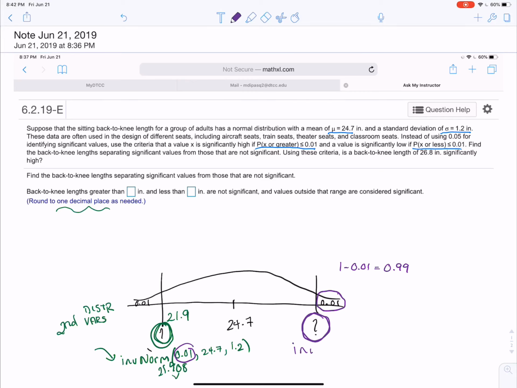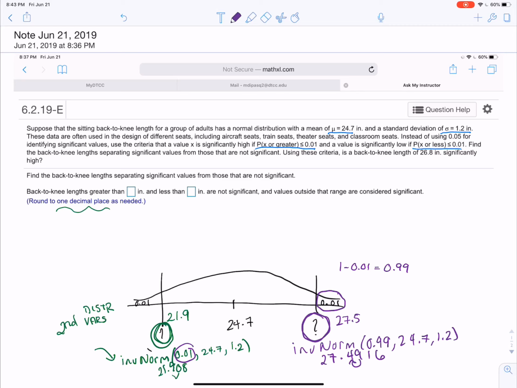So I'm going to do my inverse norm again. My area to the left is 0.99. The mean and the standard deviation are still exactly the same because we're still looking at the same distribution. So my area is 0.99, 24.7, 1.2, and when I do that, that gives me 27.4916. So same thing, I round to 1 decimal place, so that's going to give me 27.5.